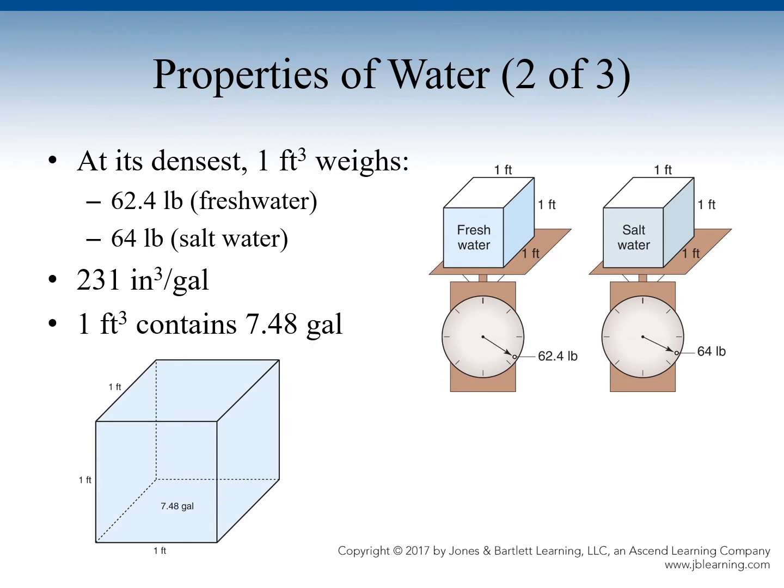At its densest, 1 cubic foot of fresh water weighs about 62.4 pounds. Salt water, we're talking around 64 pounds. 231 cubic inches is what a gallon takes up, and then 1 cubic foot contains about 7.48 gallons.